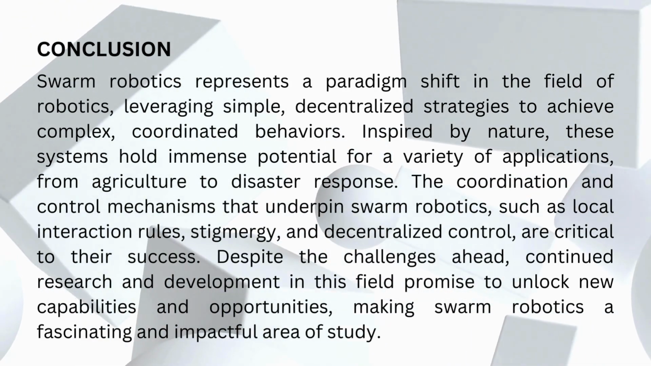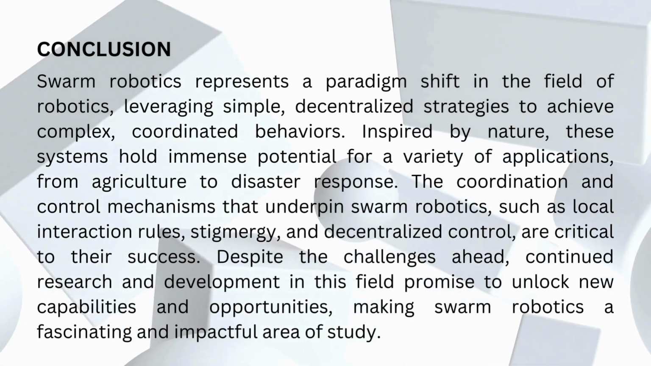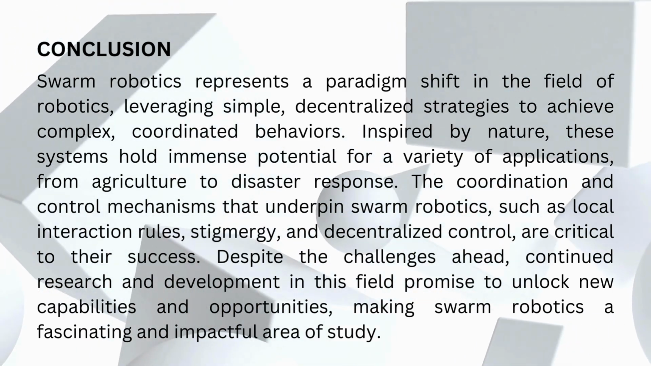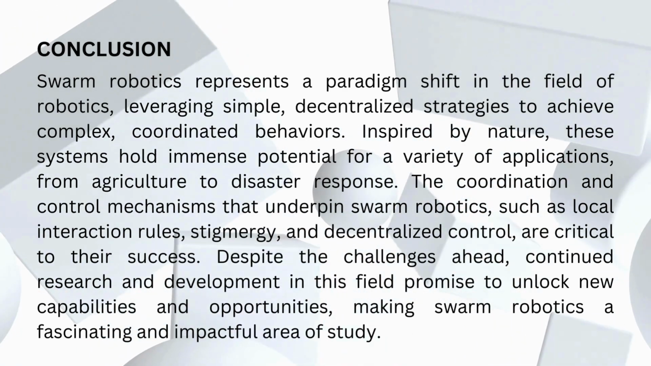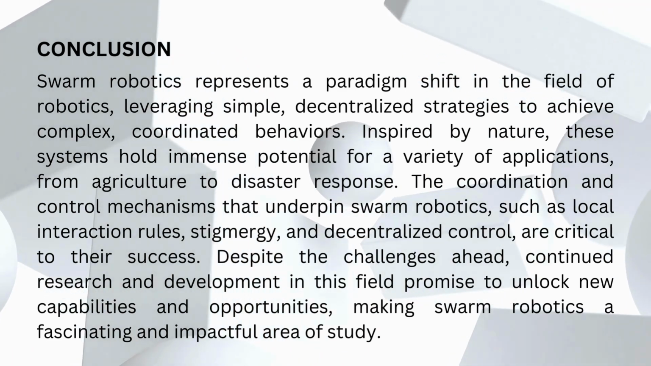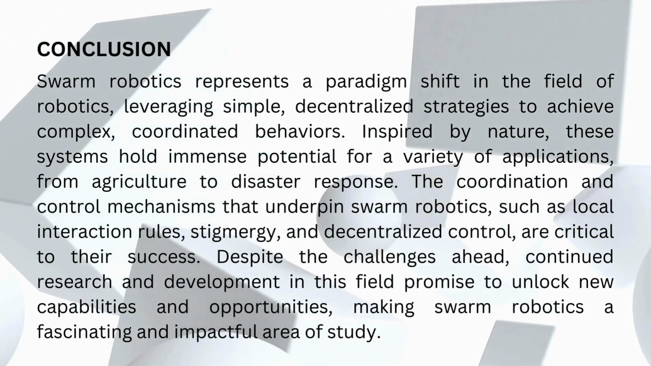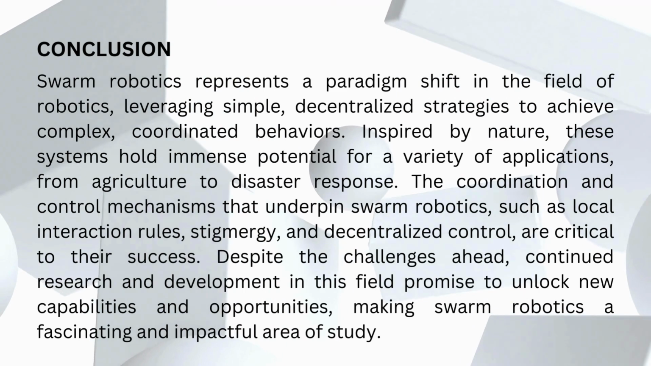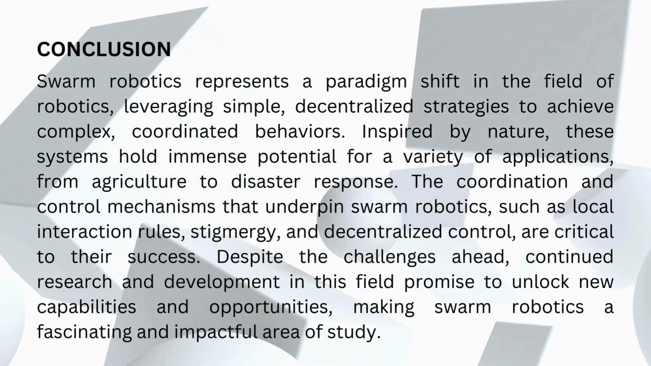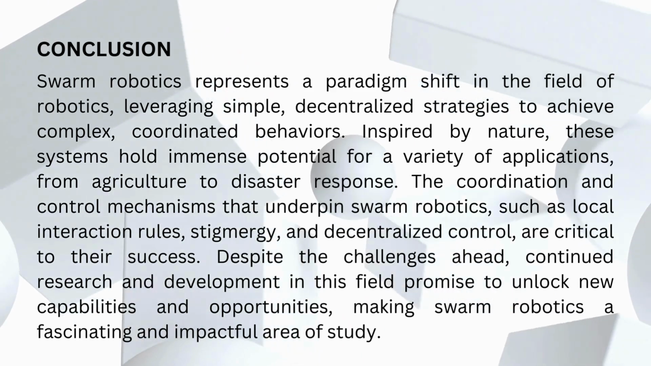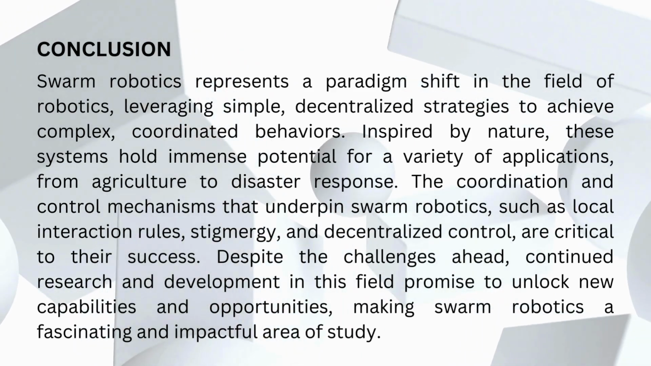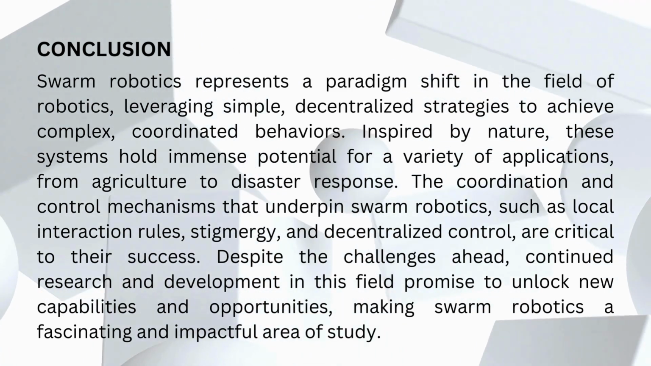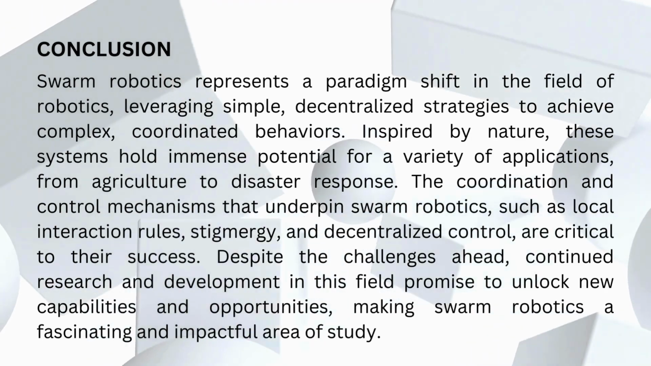Conclusion. Swarm robotics represents a paradigm shift in the field of robotics, leveraging simple, decentralized strategies to achieve complex, coordinated behaviors. Inspired by nature, these systems hold immense potential for a variety of applications, from agriculture to disaster response. The coordination and control mechanisms that underpin swarm robotics, such as local interaction rules, stigmergy, and decentralized control, are critical to their success. Despite the challenges ahead, continued research and development in this field promise to unlock new capabilities and opportunities, making swarm robotics a fascinating and impactful area of study.